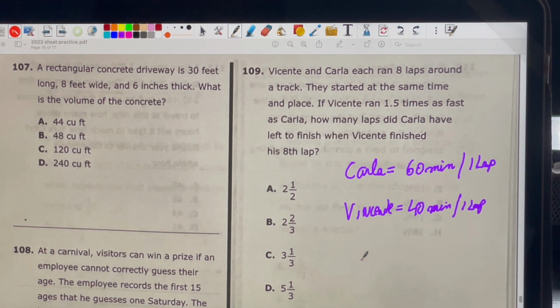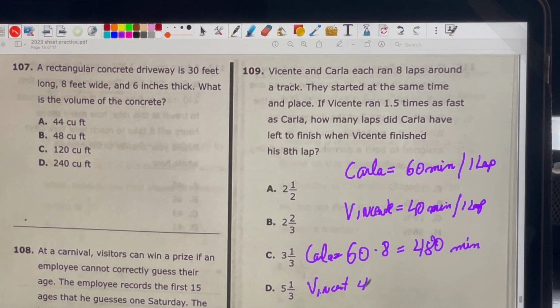How many laps does Carla have to finish when Vincente finishes 8 laps? So we got 60 minutes per 1 lap. Let's talk about Carla. Carla takes 60 times 8 laps, so she takes 480 minutes, right? Vincente, on the other hand, is 40 minutes for 1 lap, so times 8 means he takes 320 minutes. So when Vincente finishes, Carla is still running. How much further is she running? Well, if we subtract, she has to do another 160 minutes.